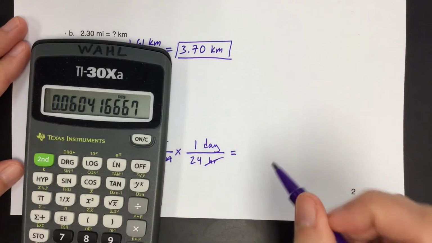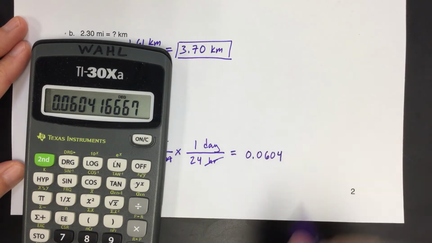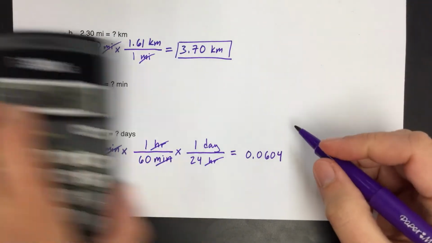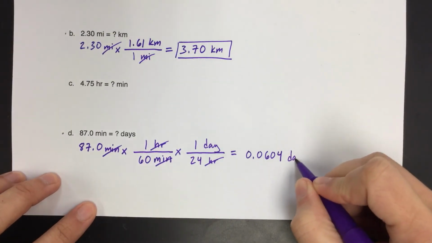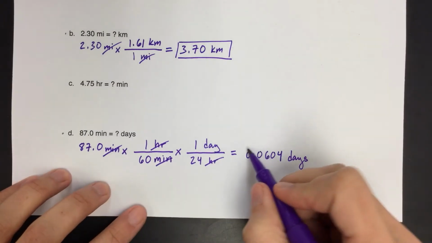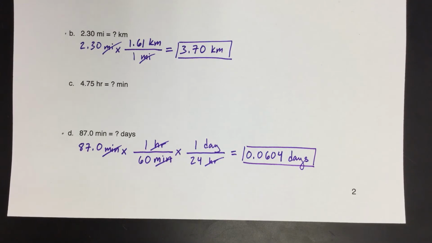So our answer here is going to be 0.0604, and that has units of days because that was what we were left with after our units canceled. Okay, so that's the final answer.